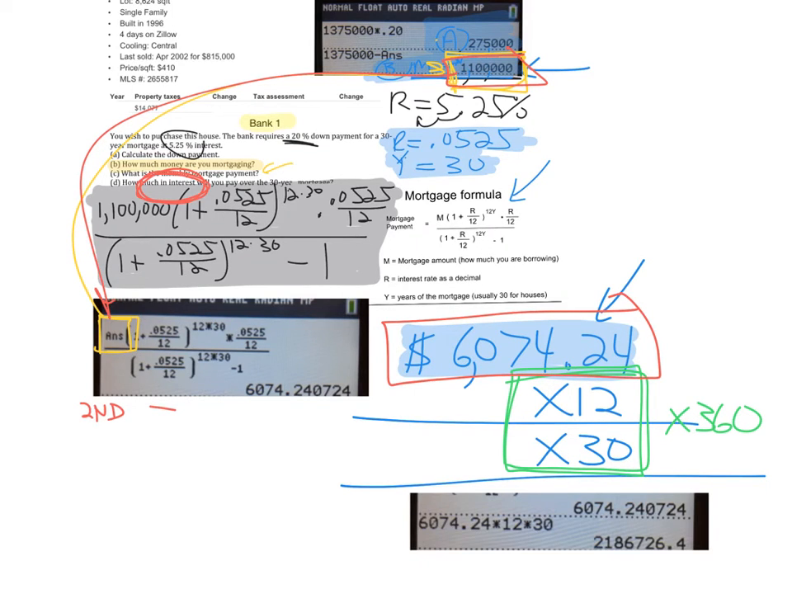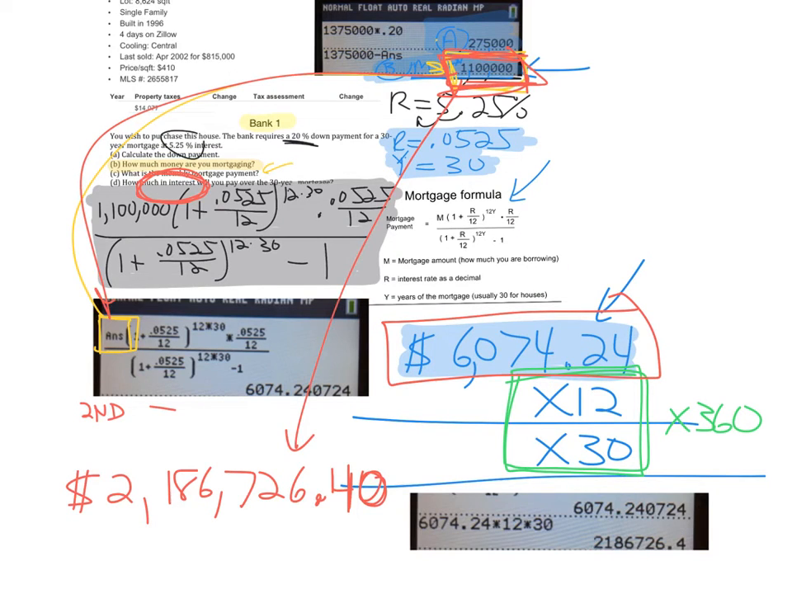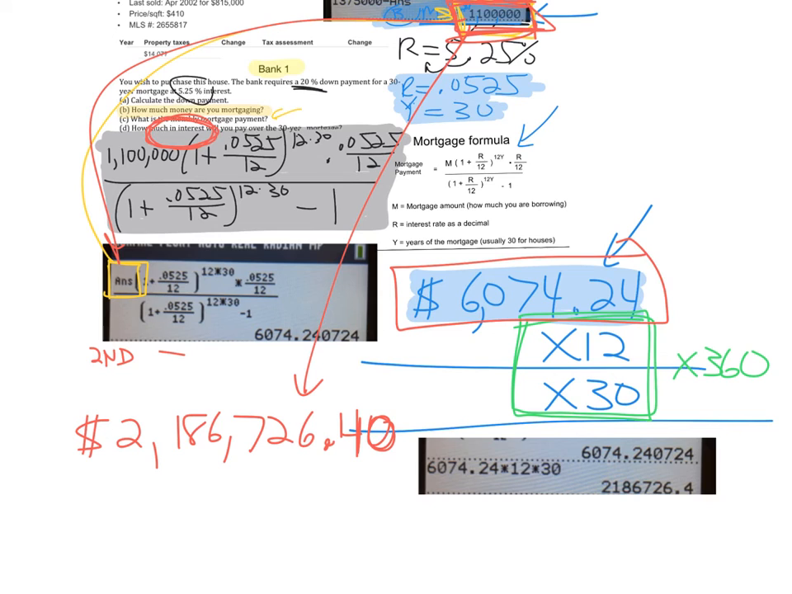So over the 30 years, you're paying the bank back $2,186,726.40. So you're borrowing, you're mortgaging $1.1 million, but you're paying the bank back over $2 million on this mortgage. Now, is that the interest, this $2 million value? No. We're going to take that $2 million value and now subtract the M. Subtract the $1.1 million, because the interest is the extra money that you're paying.